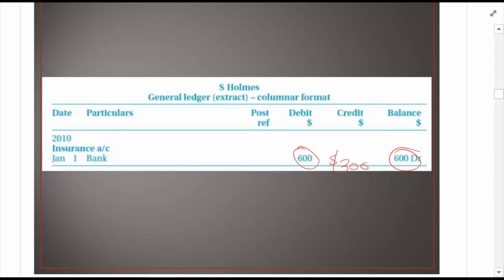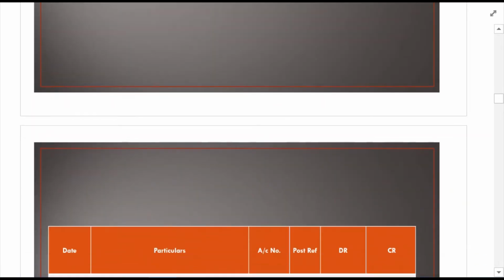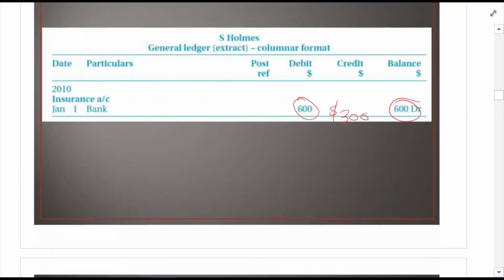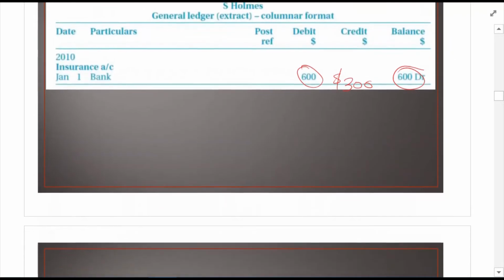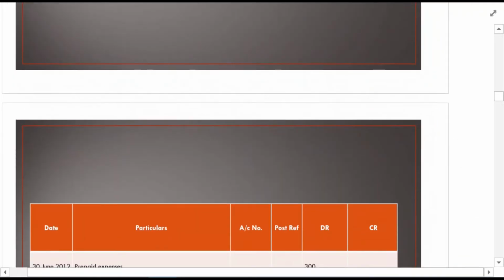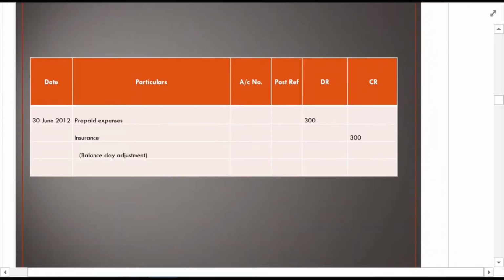We need to take that $300 out of that account and place it into a little holding area, the prepaid expense. The prepaid expense account is an asset. In the last video on closing entries, we saw that revenue and expense accounts close off.